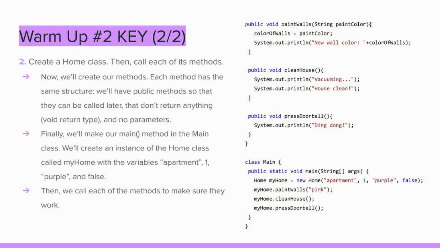To finish up the home class, we create the methods paint walls, clean house, and press doorbell. These methods all have the same structure we've seen. They'll print something to the console but won't return anything. Finally, we go back to our main method, where we'll create an instance of our home class called myHome. We pass myHome parameters that correspond to the variables in our constructor. Then we call each of the methods to make sure they work.